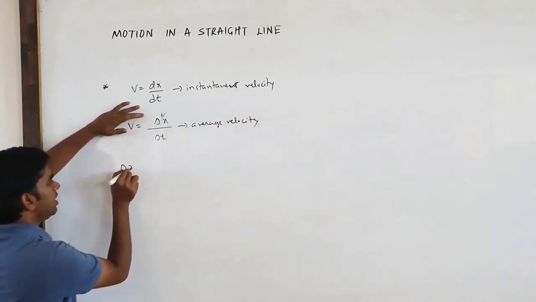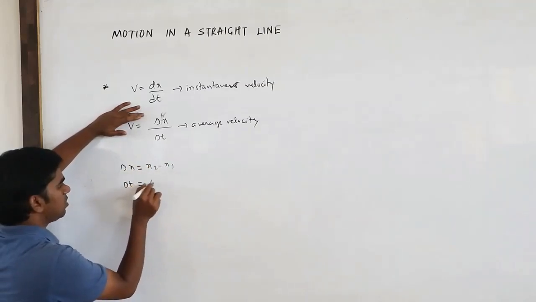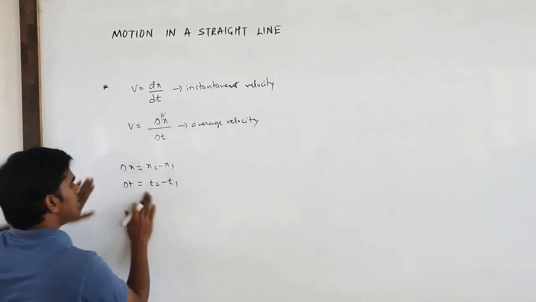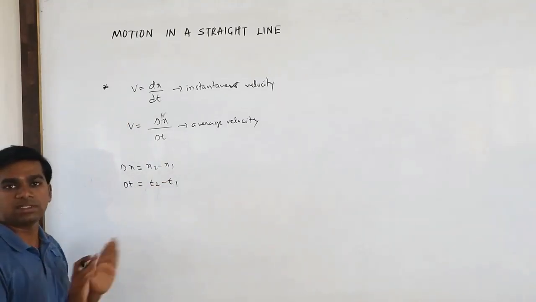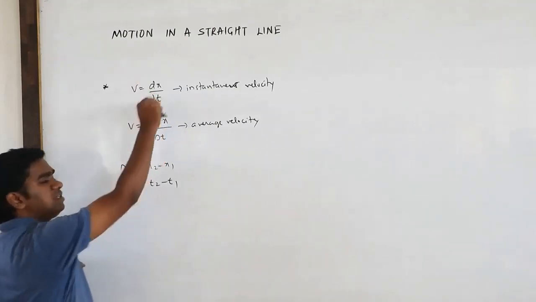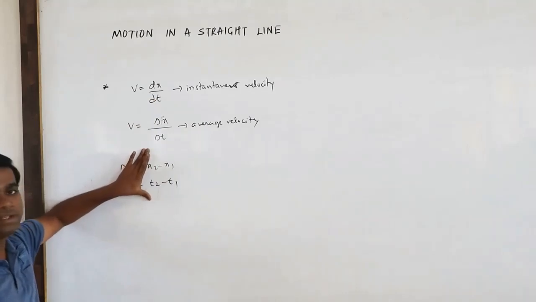What is delta x here? Delta x is x2 minus x1. Delta t is t2 minus t1. This is possible when t1, t2 or x1, x2 are not very small. For instantaneous velocity they are very small because it is continuously changing. Here they are not changing continuously.